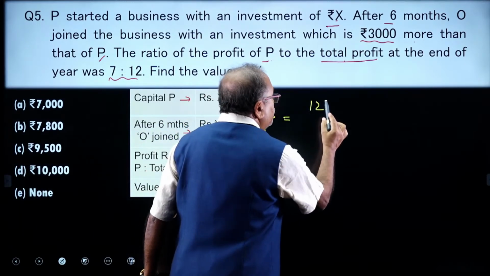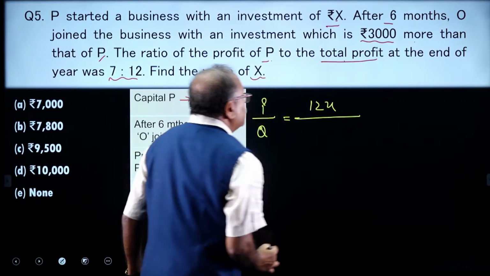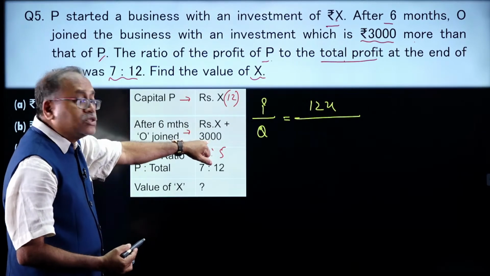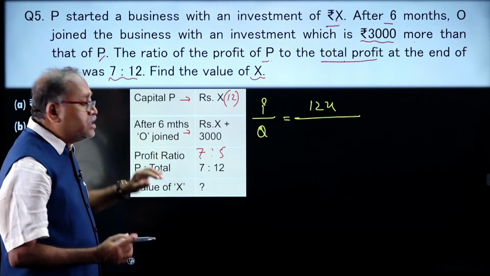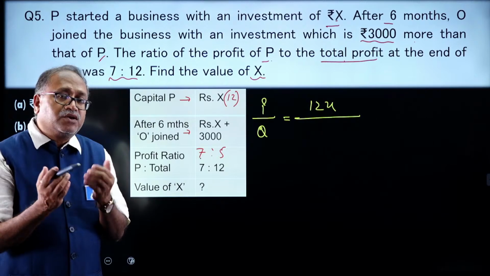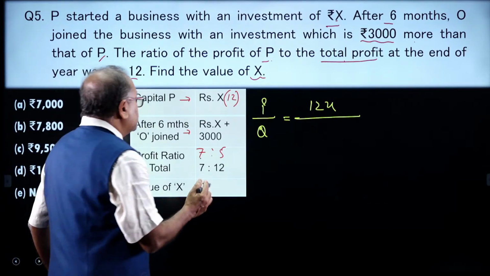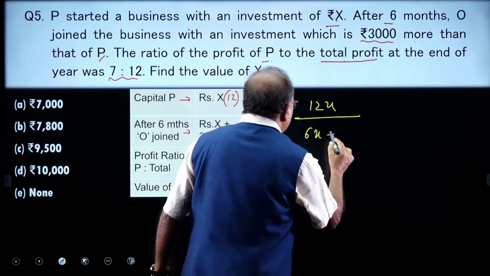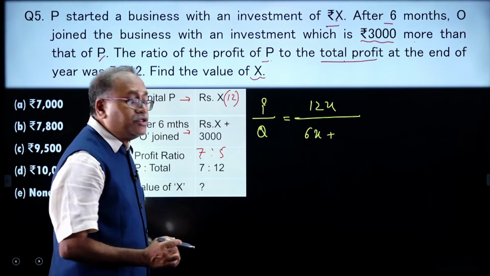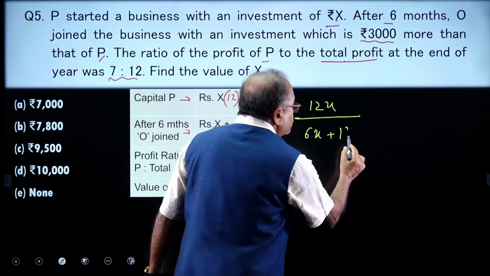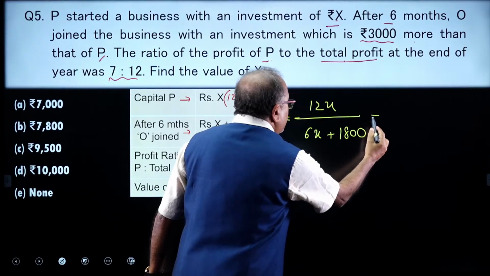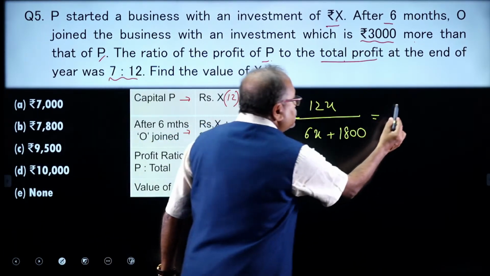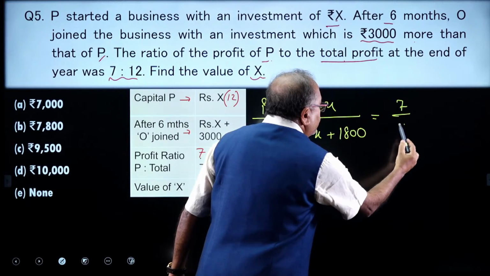Please keep working on this by Q. What is the Q capital? The Q capital is X plus 3000, and he was there only for 6 months because he joined after 6 months. So that is 6 into X, that is 6X, plus 6 into 3000, that comes to 18,000. And that ratio is given to us, P to Q, that is 7 by 5.